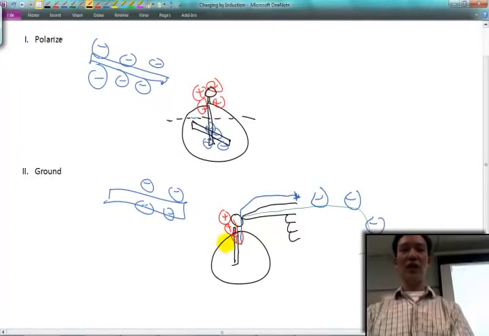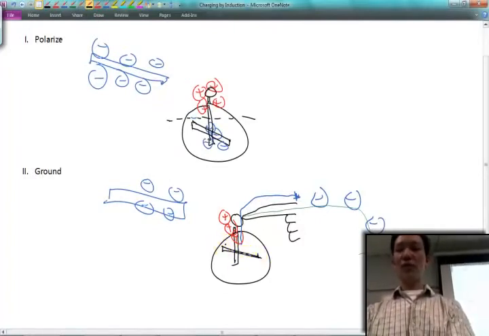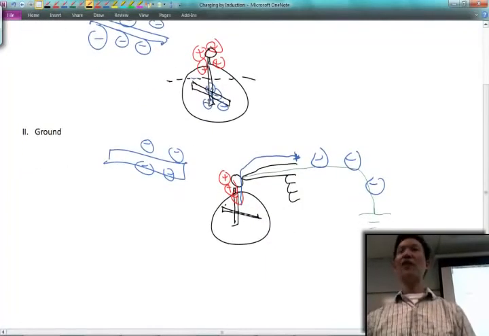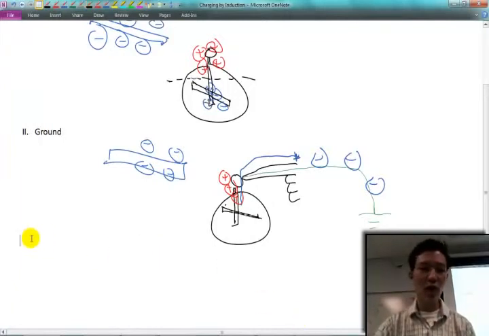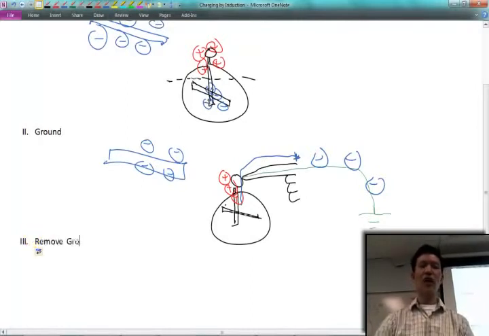You're going to see the needle actually start to swing apart even more, because of what's going to happen in the end. We're going to combine the last steps. So in order for induction to work, you have to polarize, you have to ground it, but then you have to remove the ground first. You have to do this in this order. You have to remove the ground, then the charged object.